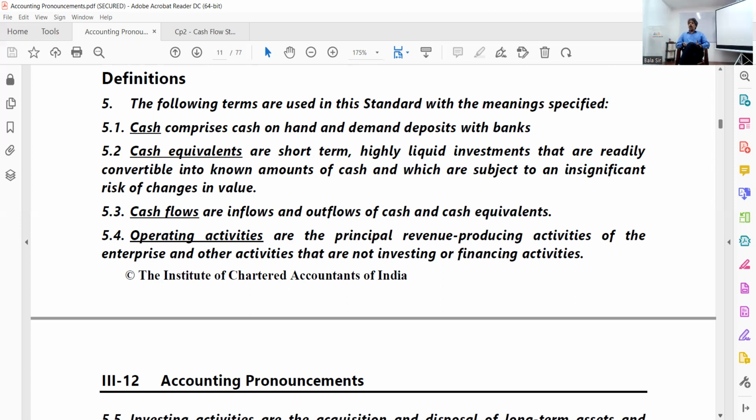And people had a doubt, sir, what about interest on my debentures? Remember, last chapter we did AS9. You receive dividends. You receive interest on your investment. Where do you show that? Financing? No, even that goes under investing because these are return on your investments. What is financing? Somebody is funding me. If I borrow money and pay interest, that will come under financing, because somebody is financing me.